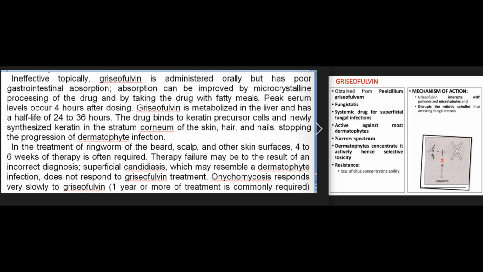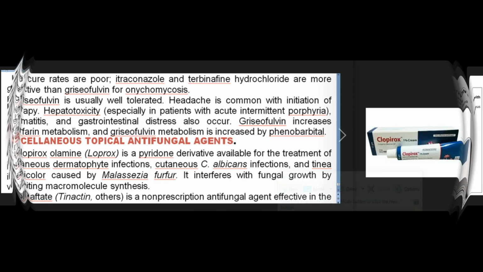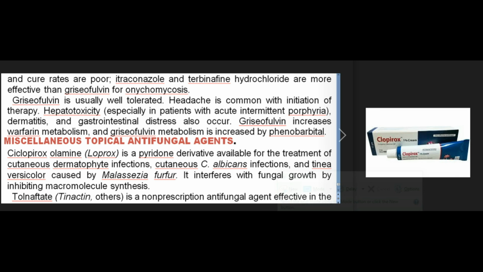Onychomycosis responds very slowly to griseofulvin. One year or more of treatment is commonly required, and cure rates are poor. Itraconazole and terbinafine hydrochloride are more effective than griseofulvin for onychomycosis. Griseofulvin is usually well tolerated. Headache is common with initiation of therapy. Hepatotoxicity, especially in patients with acute intermittent porphyria, dermatitis, and gastrointestinal distress also occur. Griseofulvin increases warfarin metabolism, and griseofulvin metabolism is increased by phenobarbital.